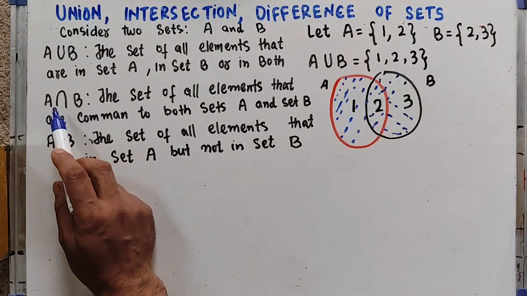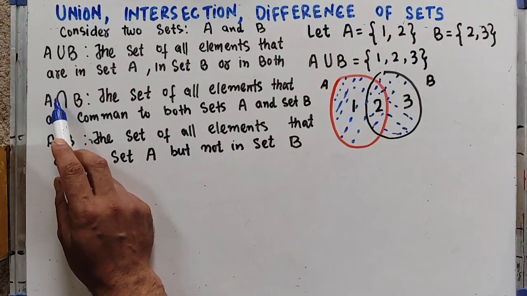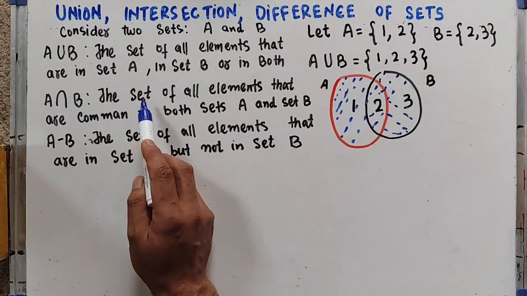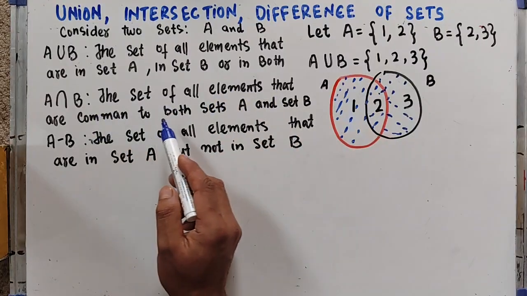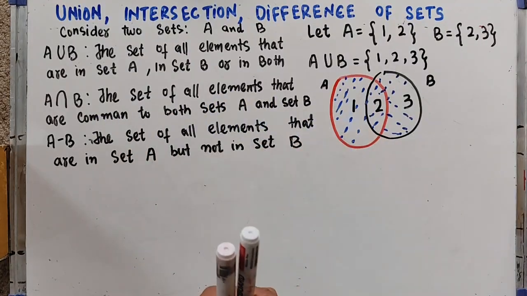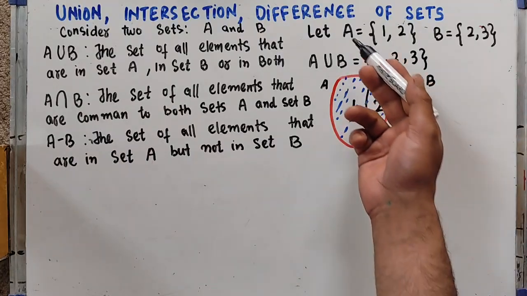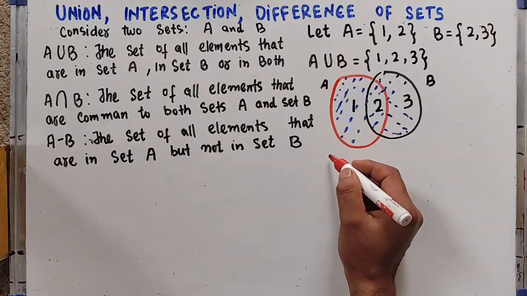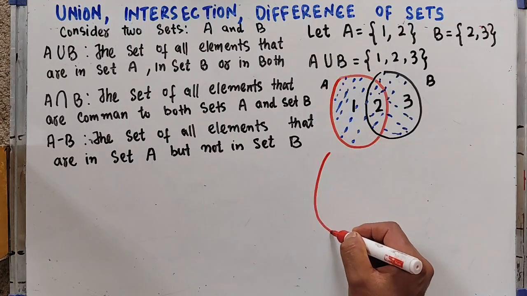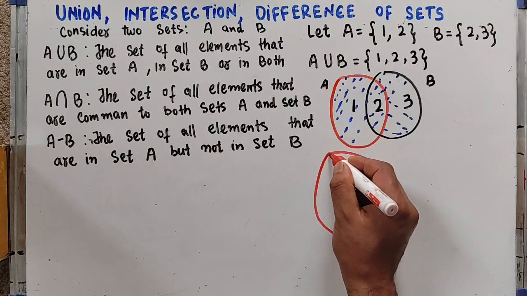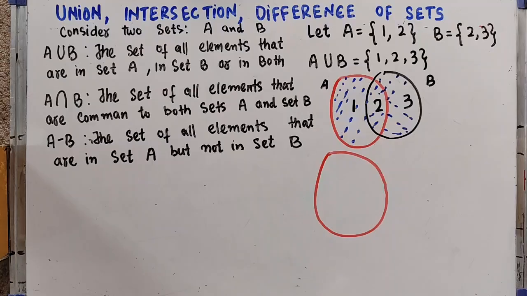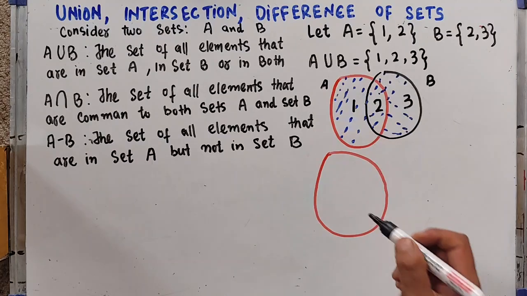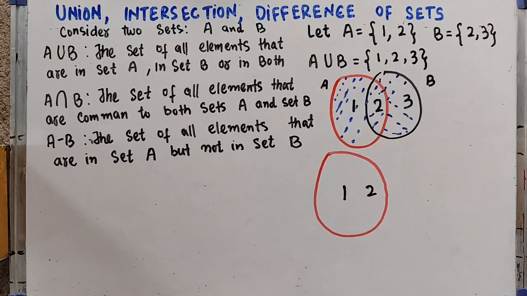Likewise, let us take an example of A intersection B. Intersection is denoted by this inverted U symbol, the set of all elements that are common to both sets A and B. Now given this example, if I draw it again, what will be the intersection? The elements that are common to both sets will be included in the intersection. So we have here 1 and 2. I am taking the first example.